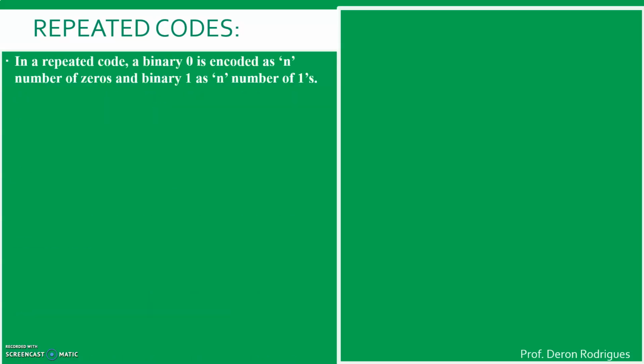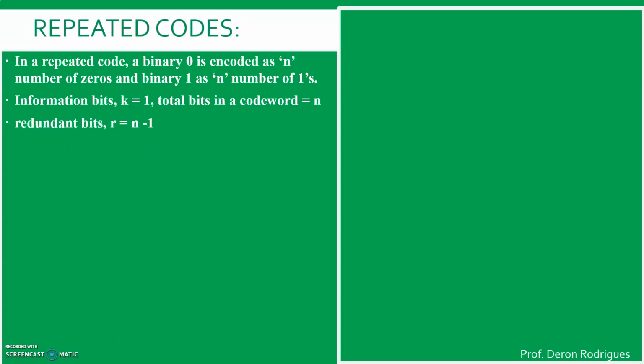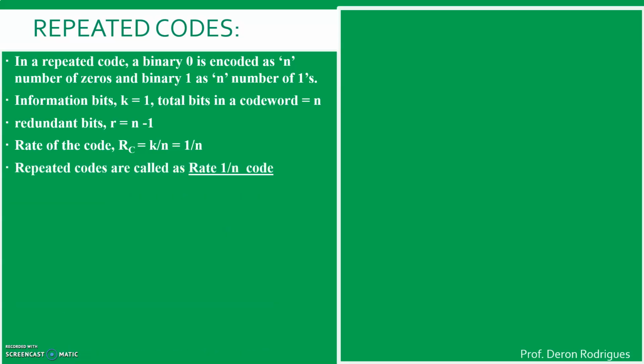What are repeated codes? In a repeated code, a binary 0 is encoded as n number of zeros and a binary 1 is encoded as n number of ones. There is only one information bit, k is equal to 1, and the total number of bits in the code word are n. So the redundant bits are nothing but n minus 1 because n is equal to k plus r and k is equal to 1. That's how we get it. The rate of the code is given as k by n. Since k is 1, in this case it is 1 by n, and hence repeated codes are also called as rate 1 by n code.